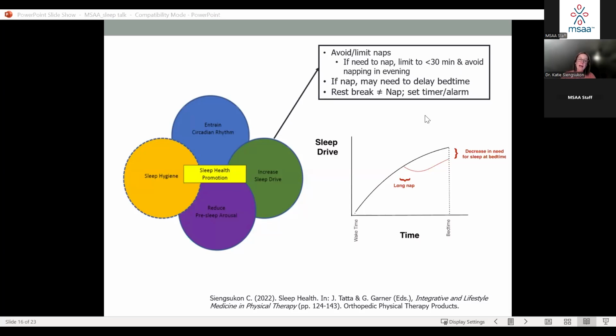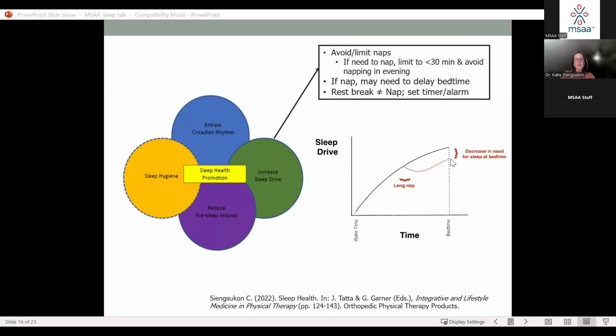Because what we see is that when we are awake, we have that sleep drive build up. And then if you take a nap, you just have a dip in that sleep drive. So it just might take time, again, for that sleep drive to build back up.